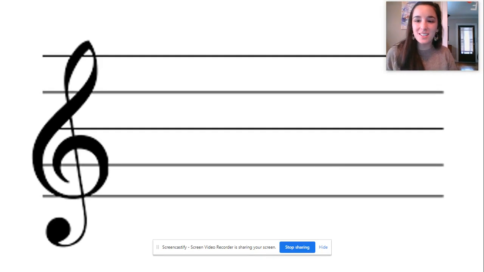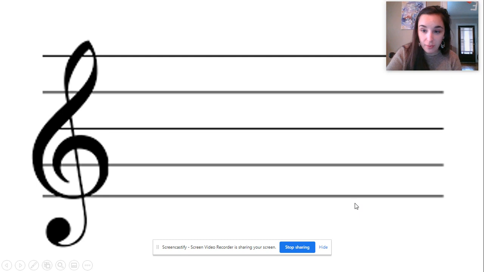Hi, musicians. We have been learning about the music staff, and we are going to continue learning about the music staff right now. You might remember that the music staff is made up of 5 lines and 4 spaces. When we are counting the lines and the spaces, we always start from the bottom of the staff.